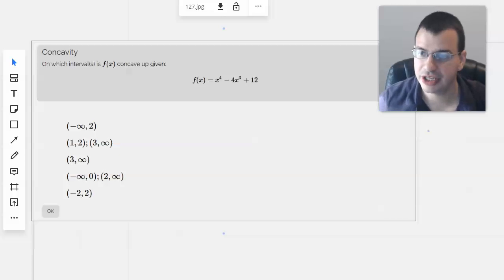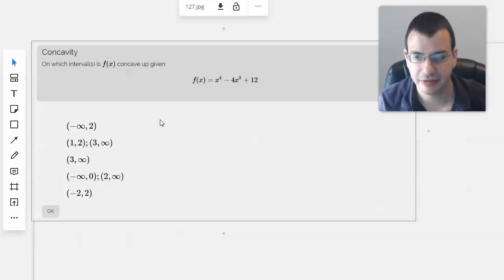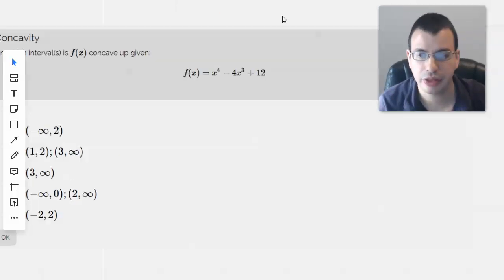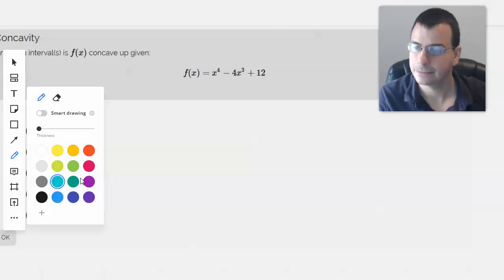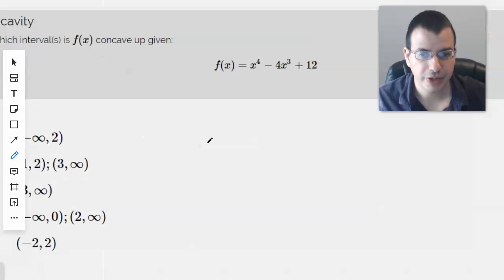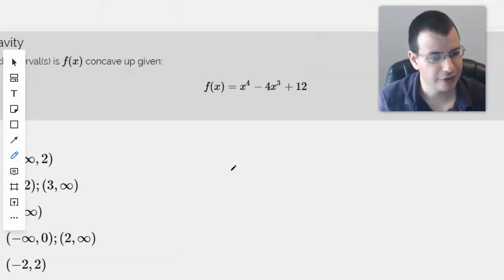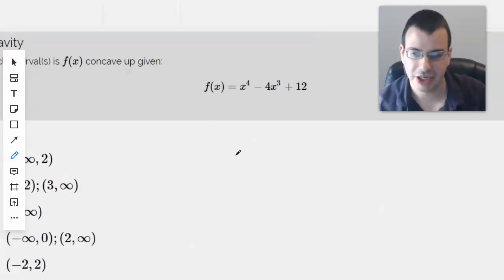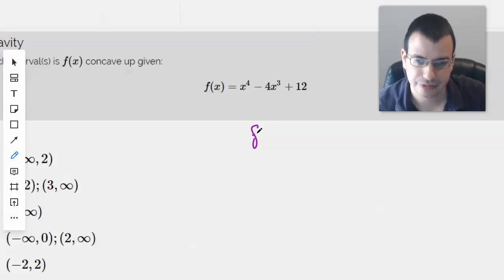In which intervals is f of x concave up? Given that f of x is x to the fourth minus 4x cubed plus 12. Okay, we can do this. The idea with concavity is it's kind of like the derivative of the derivative, so you could say it is the second derivative.